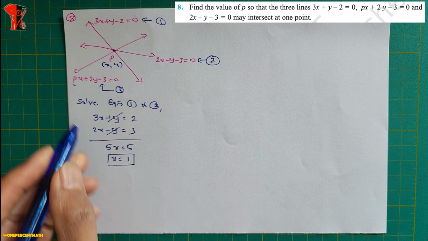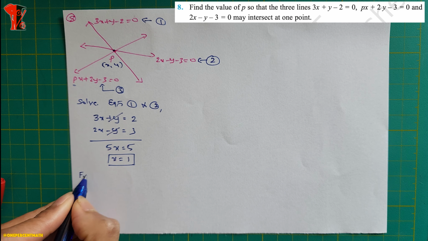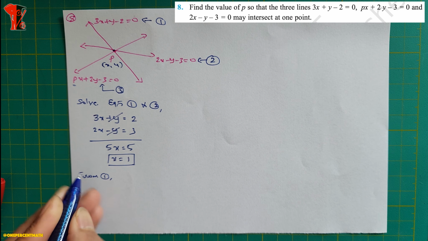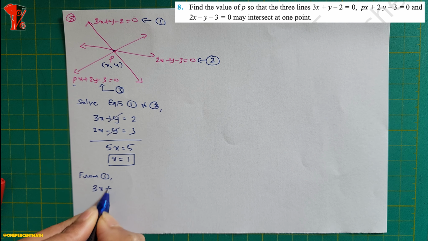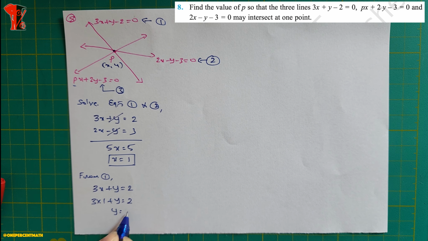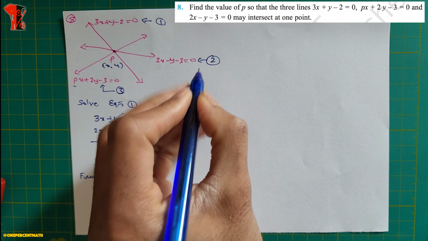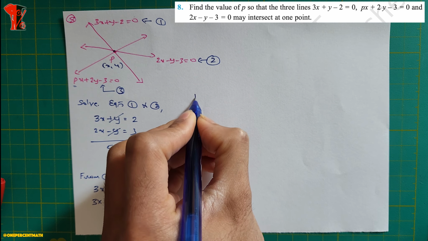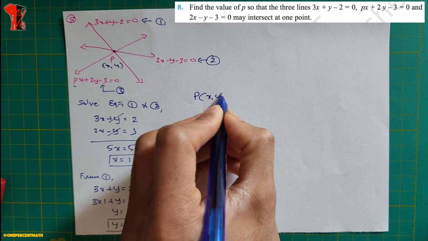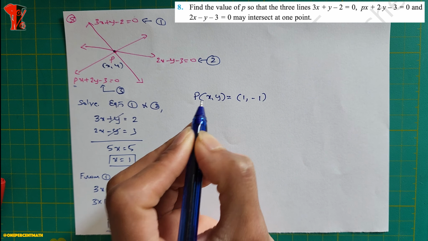Now let me find the value of y. So for that I will take equation 1, which is 3x plus y is equal to 2. So x is 1, so I'll put 3 into 1 plus y is equal to 2. So y is equal to 2 minus 3. y is equal to minus 1. So I got x and y. That means I got the coordinates of point P. So point P, x comma y, is what? It is 1 comma minus 1.